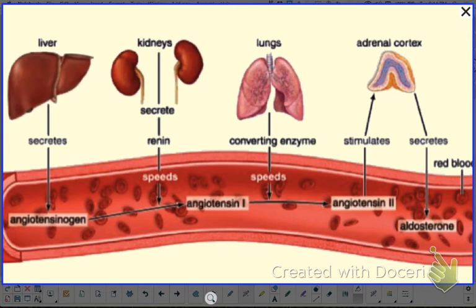Now, another way you can get aldosterone secreted is from your anterior pituitary, which secretes adrenocorticotropic hormone, ACTH. And that will also make your adrenal gland absorb more water, too.